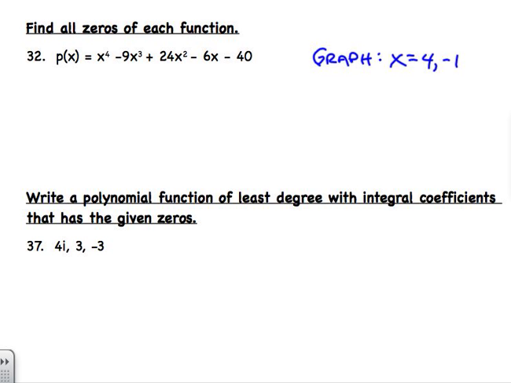Now, if we were lucky, we would have seen all 4 places that it crossed, and then we would be done. But we're not so lucky. We only found 2. How are we going to find the others? We're going to go back to our bag of tricks from chapter 5 and use synthetic division. I'll put -1 in the box. Coefficients go next to it.